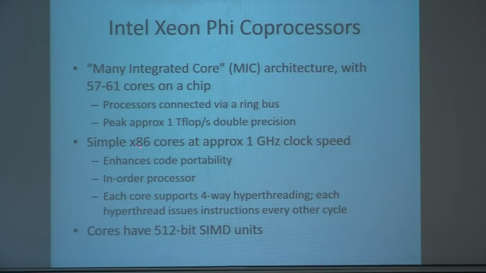And these are x86 cores, so they're compatible with x86 programs that have been generated for who knows how long, in contrast to GPUs, in which you have to write new code. Okay, and each core has 512-bit SIMD units. So you have to use these SIMD units in order to be efficient.